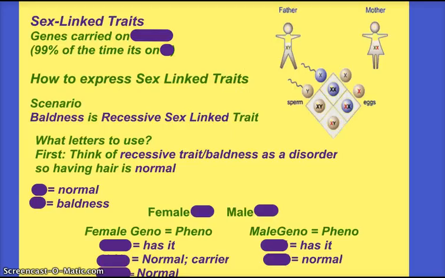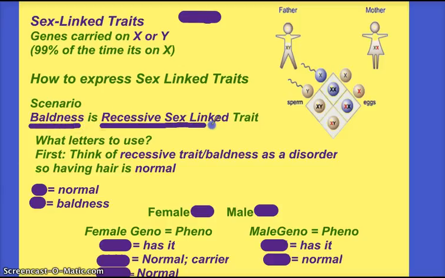So sex-linked traits are traits where the gene is found on the X or Y chromosome. 99% of the time, it's actually found on the X. So I'm going to focus on that in this class. Just like any trait, I have to give you a scenario first. So in this case, I'm giving you this scenario, which is baldness. And I'm letting you know it's a recessive sex-linked trait. So this is the name of the trait, and this is the type of trait, recessive and sex-linked.